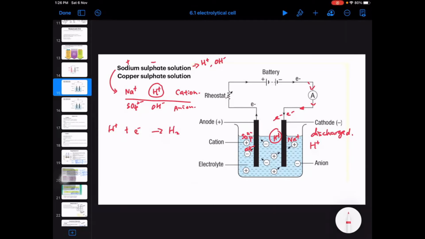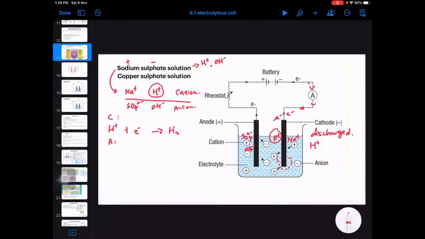So you will see hydrogen gas here. You will see bubbles around the cathode. That is hydrogen gas. Okay, and we look at the anode. Same thing, you have two ions, sulfate ion and hydroxide ion.